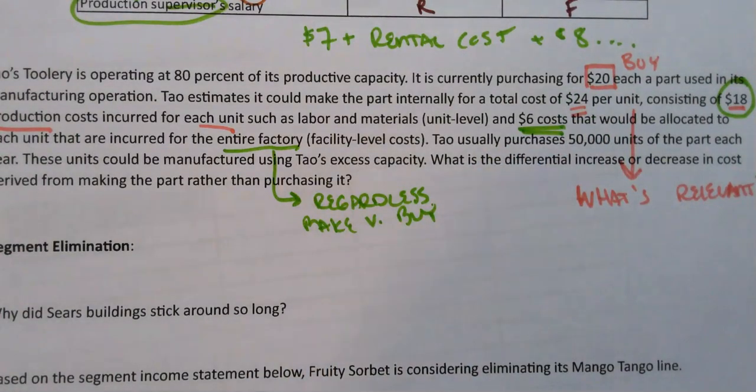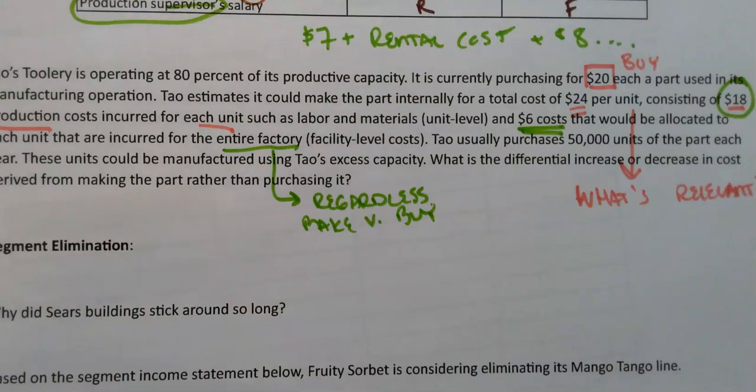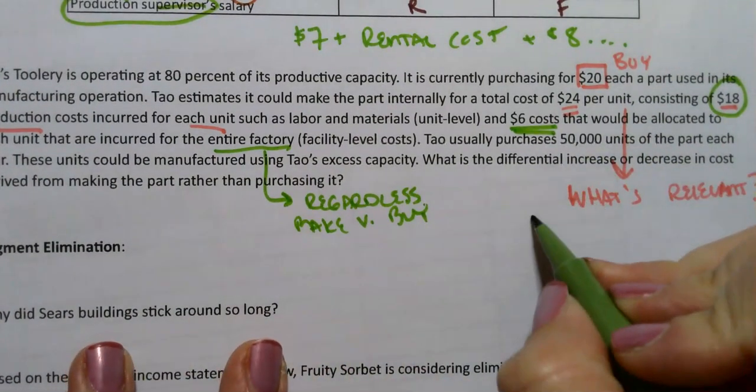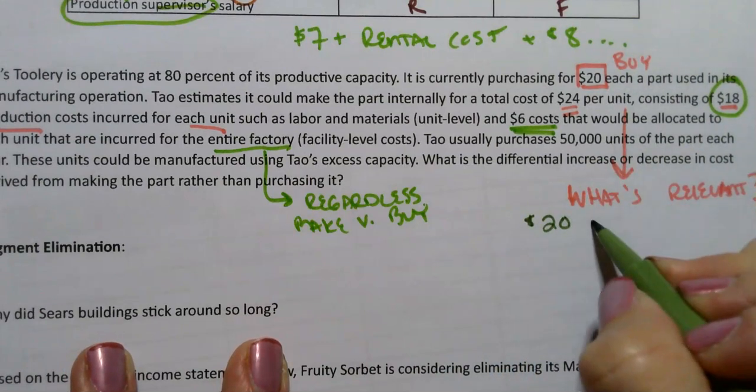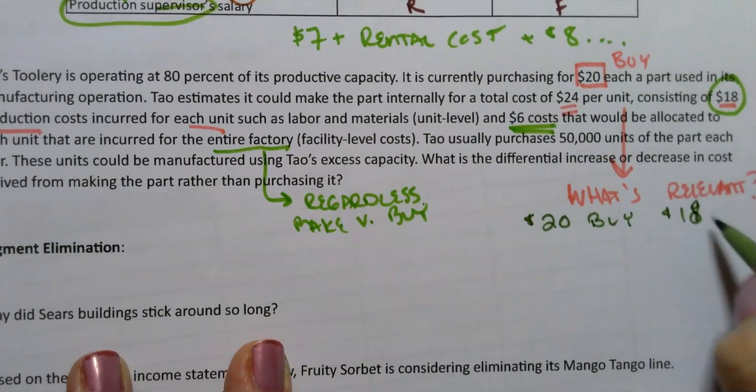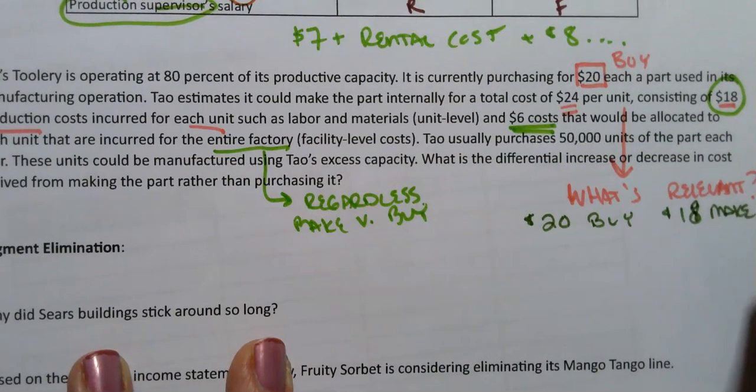What is relevant here? When it comes to relevance, the only thing relevant when it is the make or buy is that $18. They've got a $20 part that they could buy, or they could make it in-house for $18.